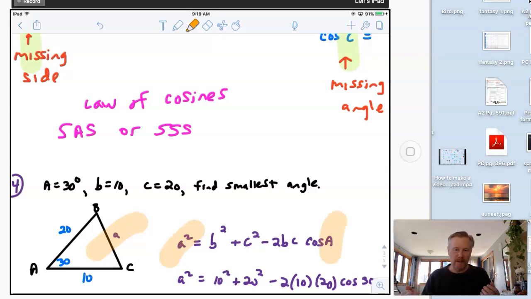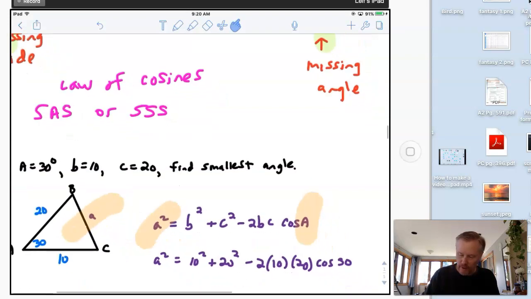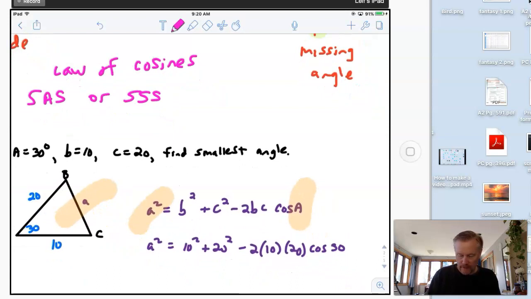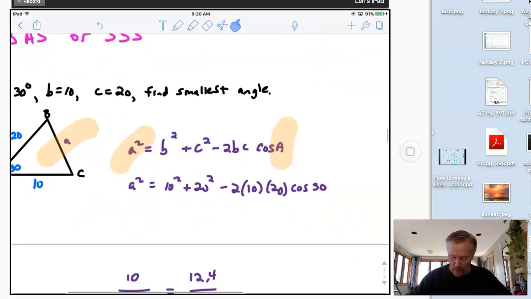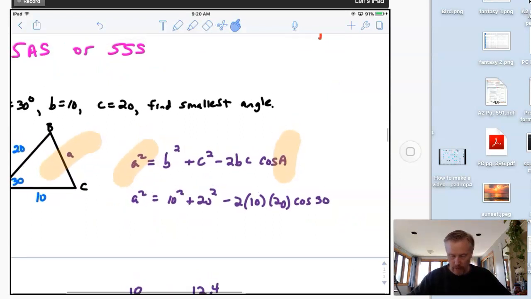That's the important thing. Believe it or not, I usually only use one equation out of those three, but ask me about that in class and I'll show you. So anyway, I'm using a squared equals b squared plus c squared minus 2bc cosine A. I plug in all those values. A is my unknown, side A, lowercase a. So b is 10, c is 20, and the 30 degrees goes at the end over here on the cosine. Next I'm going to plug in all those values and solve it out.